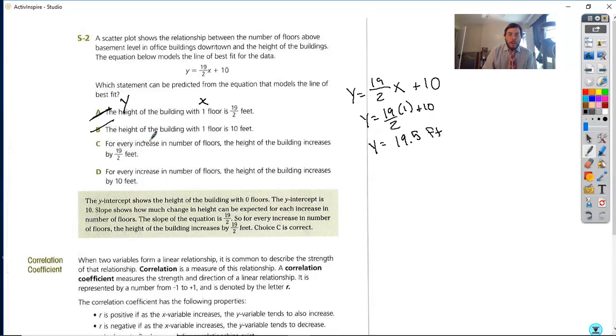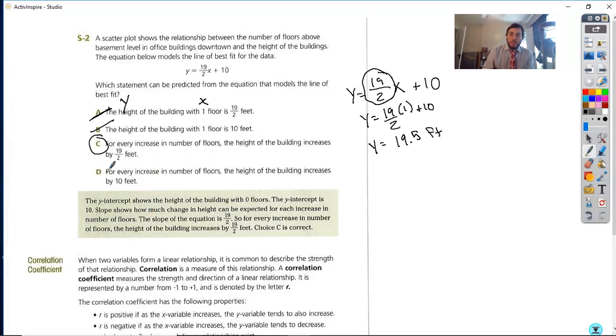Here it says for every increase in number of floors, the height of the building increases by 19 over 2 feet. So every time our floors increase, does the height increase by 19 over 2? And that's going to be our answer here, choice C, because what they're saying is the slope. The slope shows that for every 1x that increases, we multiply that by the slope, which means the overall height is going to increase by 19 over 2.